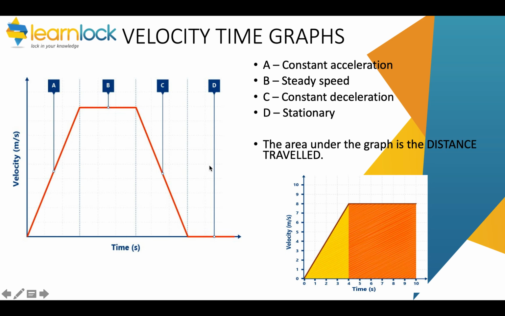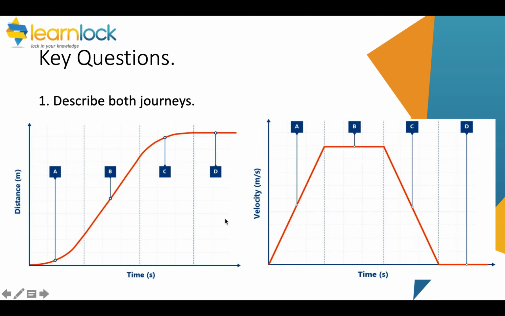To find out how far an object's travelled, the distance, you would look at the area underneath the graph. If you pause the tutorial now and try and describe both journeys in these graphs.